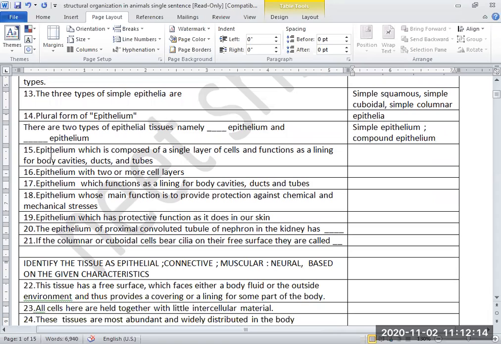Okay, question number 15. Then epithelium, which is composed of a single layer of cells and functions as a lining for body cavities, ducts, and tubes.